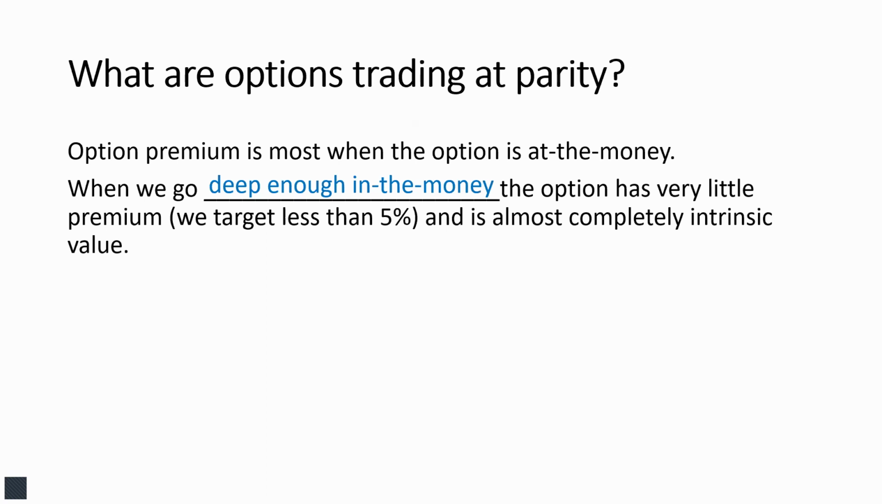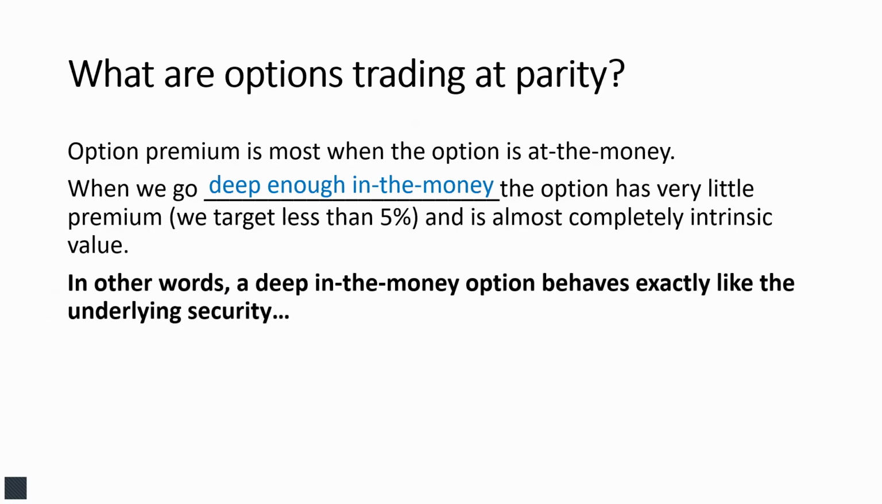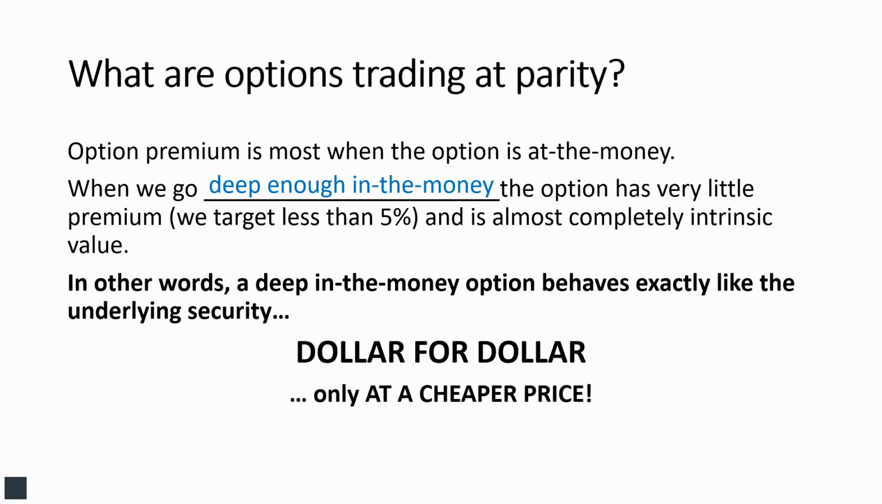And I'll give you a fourth synonym for intrinsic value. Another definition of intrinsic value is the value of the option at expiration. It's the actual hard value of the option. So when we want to find an option substitute, we want to find one that has real value to it, almost 100%. So these deep in the money options behave exactly like the underlying security, moving dollar for dollar, only at a cheaper price.